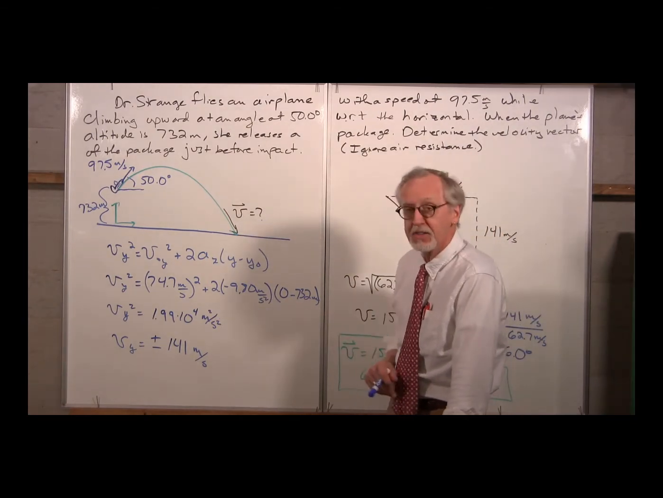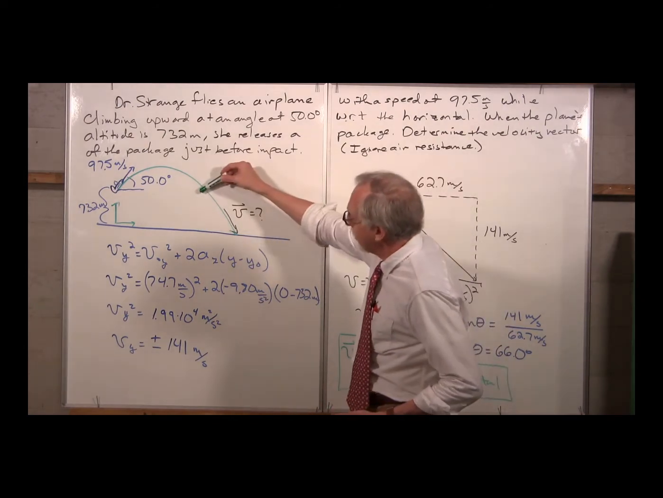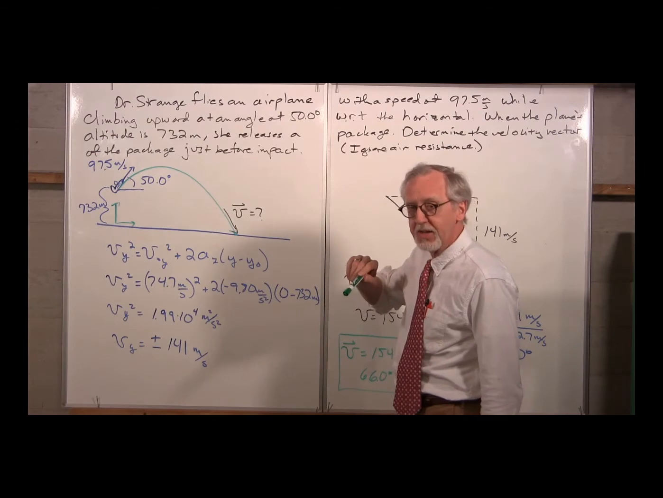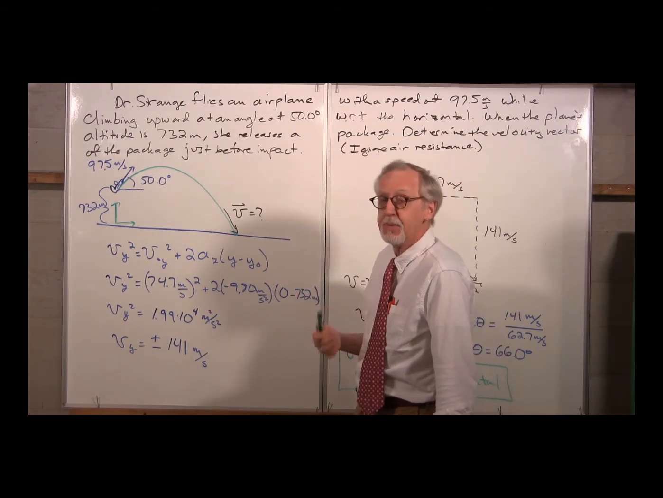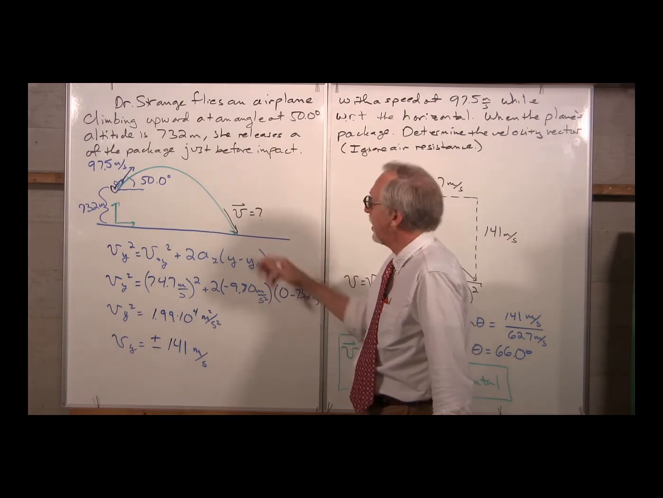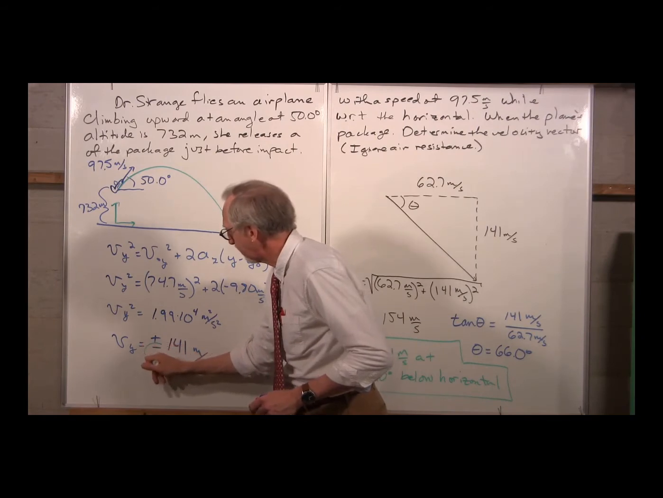Now, do we want the positive or the negative root? Well, let's think about that. We've got the package coming down when it hits the ground. So what's v sub y? We know v sub y has to be negative. It's coming downward, so we want the negative root, not the positive root.